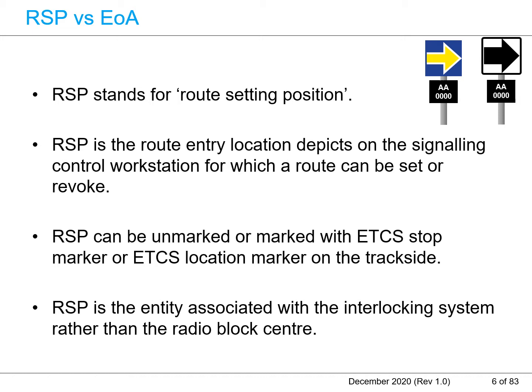When the RSP is marked, it can be marked on the trackside with the ETCS stop marker or the ETCS location marker. The ETCS stop marker is the yellow arrow with blue background marker board. The ETCS location marker is the black arrow with white background marker board. RSP is the entity associated with the block section authorization in the interlocking system, rather than the movement authority granted by the radio block center. The commencement of the movement authority granted by the radio block center for the ETCS onboard is the front end of the train, but not associated with the entity on the trackside or the block section.